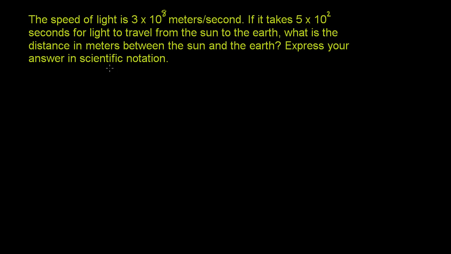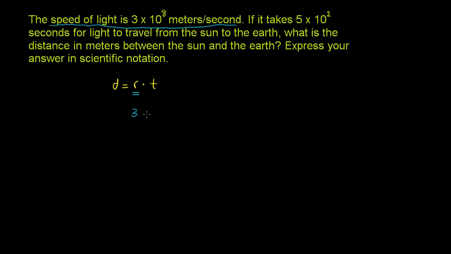So this is a simple distance is equal to rate times time problem. Distance is equal to rate times time. And I think what they really want to test is our ability to manipulate numbers in scientific notation. So what is our rate here? What is the speed of the thing in question? Well, they tell us right here the speed of light is 3 times 10 to the 8th meters per second. So we could write that down.